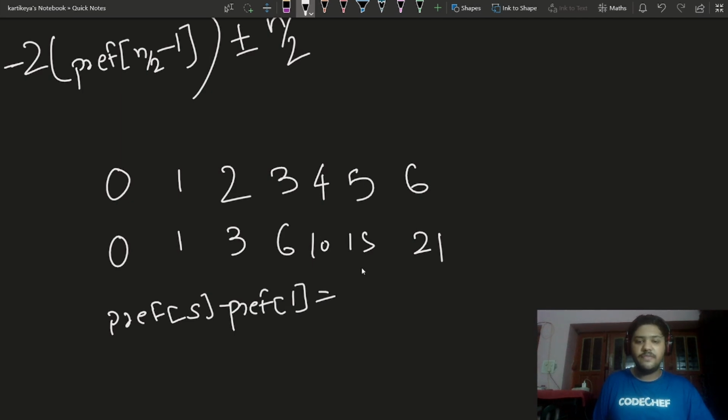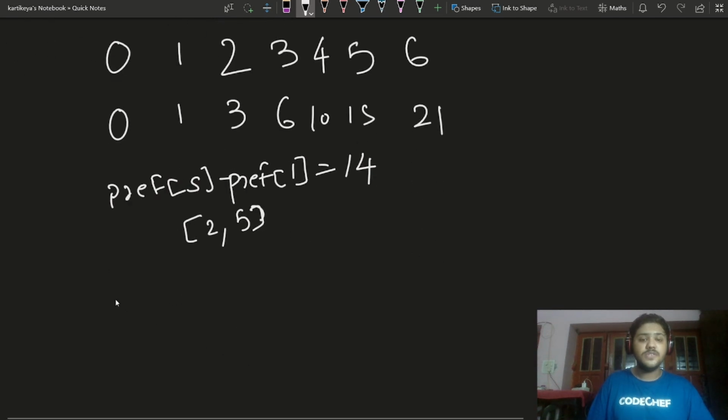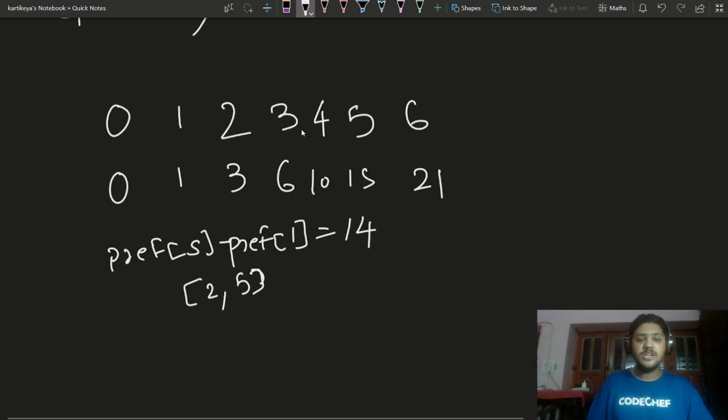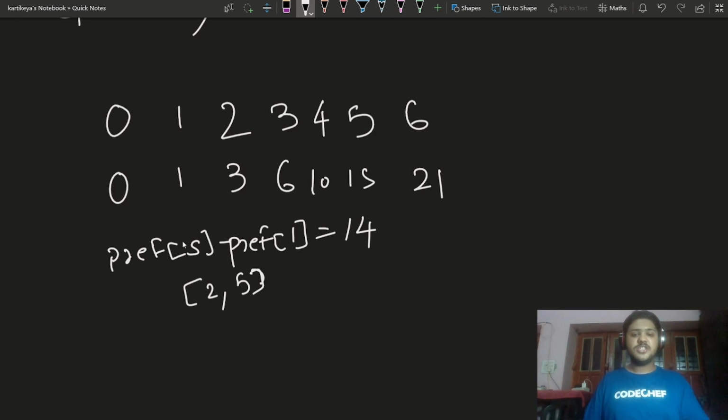What is prefix of 5? 15. What is prefix of 1? 1. We will have 14. So we wanted the sum of numbers from 2 to 5, so what we wrote is prefix of 5 minus prefix of 2 minus 1. And you can see that 2 plus 3 is 5, 5 plus 4 is 9, and 9 plus 5 is 14. So this expression is being satisfied.